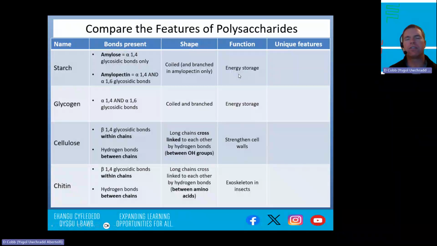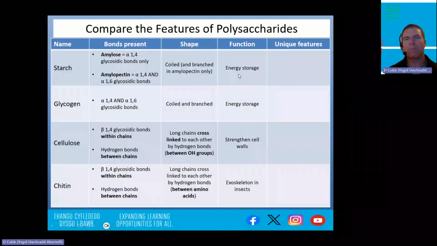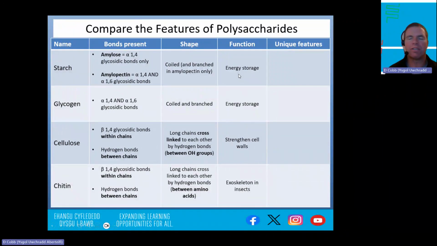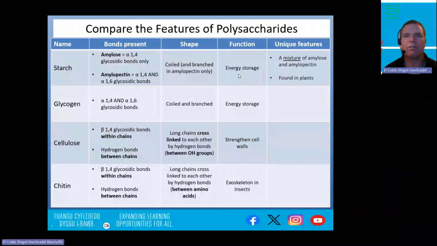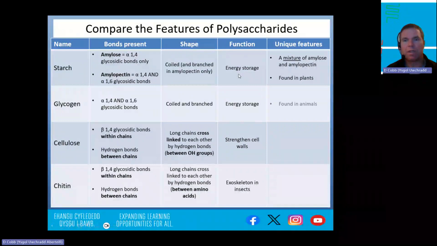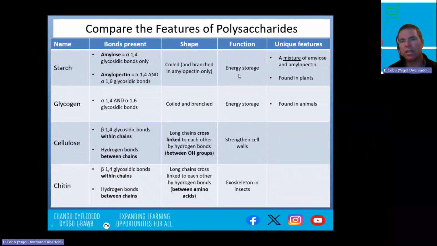And then unique features, things that we should be referring to here that don't really have a comparison in the other polysaccharides. So what unique features would we put in? Well, the fact that starch is a mixture is unique. You don't find that in any of the others. It's a mixture of two molecules, amylose and amylopectin, and it's found in plants. Glycogen is not a mixture, so I don't refer to that, but it's found in animals.